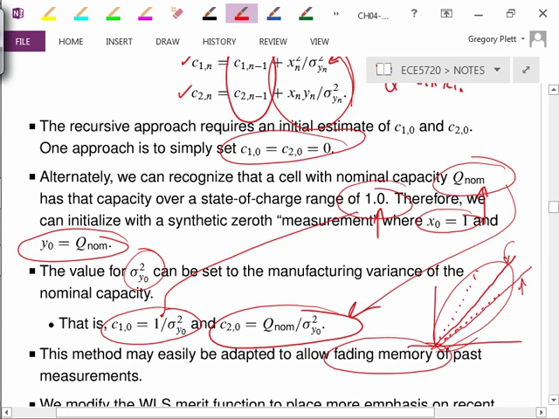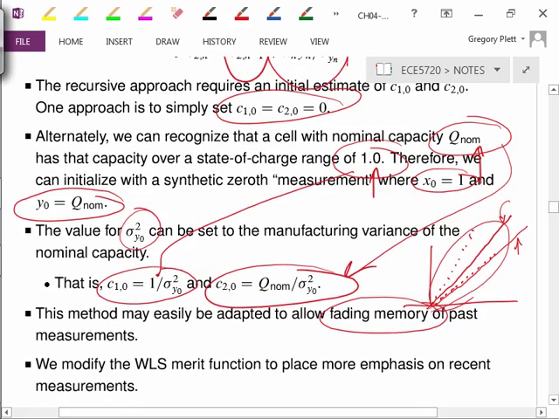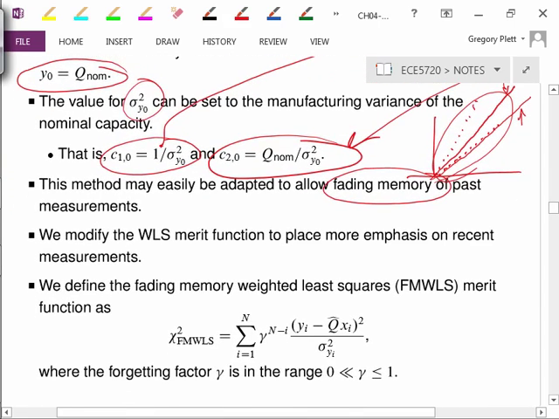This is a fading memory we want to have. Instead of remembering perfectly all of the past data points, we want to pretend, in a sense, that we progressively forget what the past measurements were so that we can put more emphasis on the present ones. The way we would do that, we have to go all the way back to the cost function and modify the cost function to put more emphasis on the most recent measurements and less emphasis on the most distant measurements.